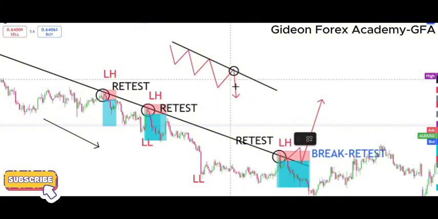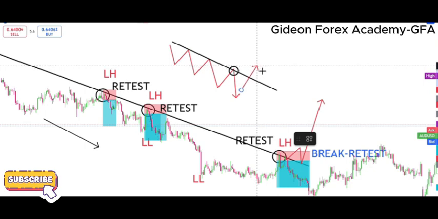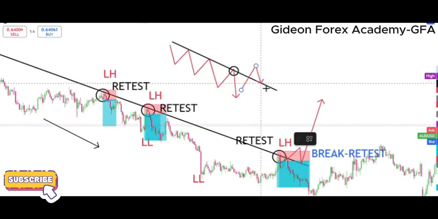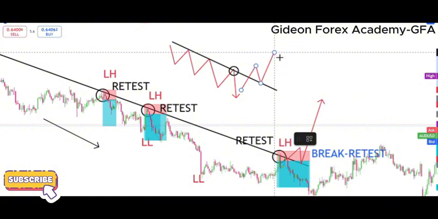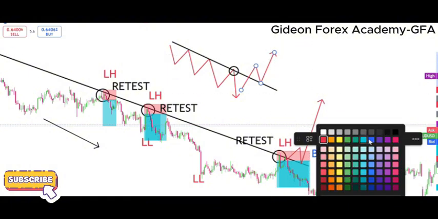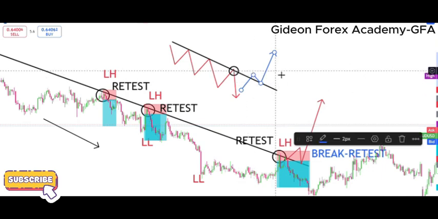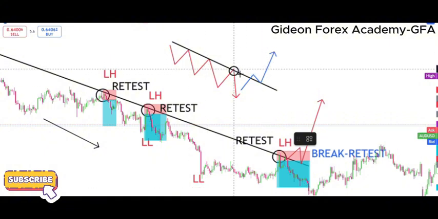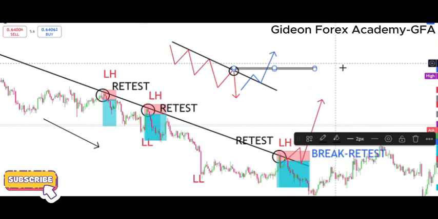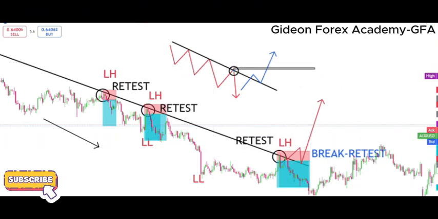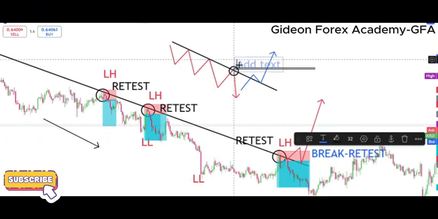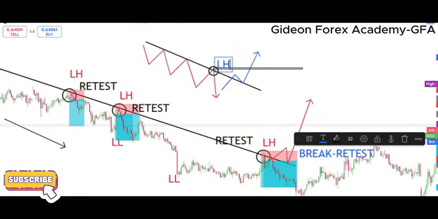But should the price break above this level, you'd be waiting for a retest and continue, and you buy at the bounce off the trend line. But the mistake traders normally make is that they don't wait for the price to break above the most recent lower high. This is the most recent lower high right here. There is a lower high right here, this is a lower high, and that would be a lower high right there.